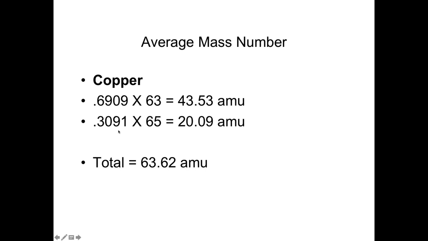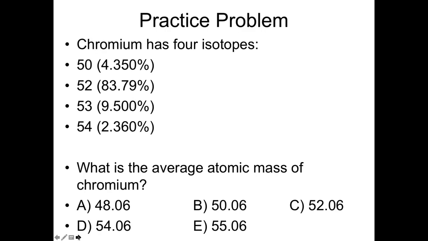The 30.91 came from the other bar on that graph. Times 65 will be 20.09. And then when you add those together, you're going to get 63.62 AMU for copper for the average atomic mass. Now let's try a potential question here.